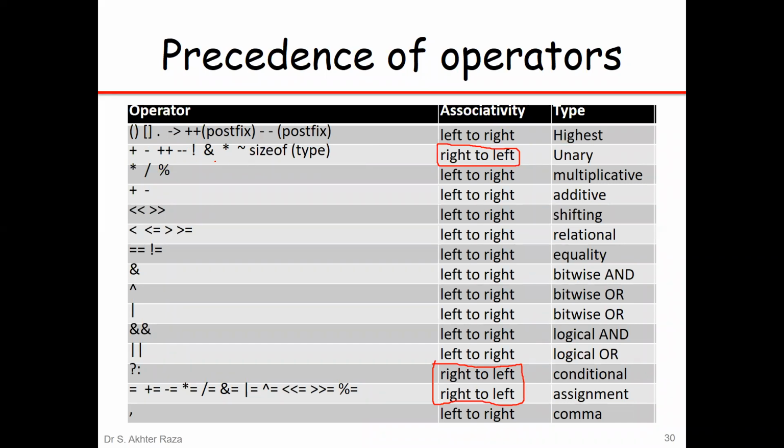We have to write them with single operands, but the associativity is right to left. Right to left means what? The elements on the right will be solved first, then the element on the left.